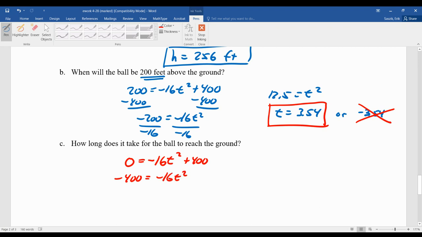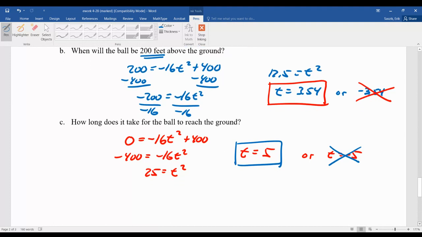isolate t squared. Divide both sides by negative 16. You get 25 equals t squared. That's a nice perfect square. We actually take the square root of both sides and we get t equals 5 or t equals negative 5. But again, we are only going to keep the positive answer because we're talking about seconds and we can't go back in time. So I hope that all rings a bell.